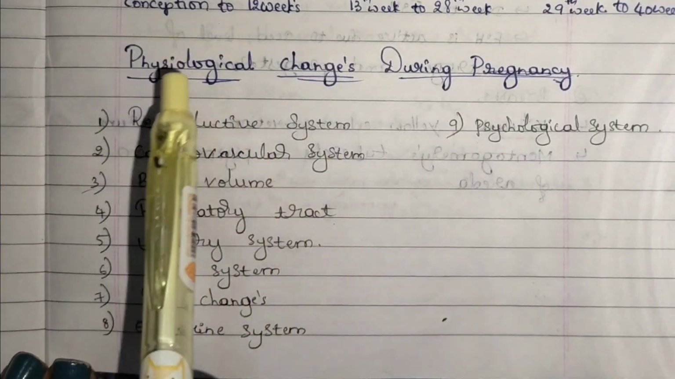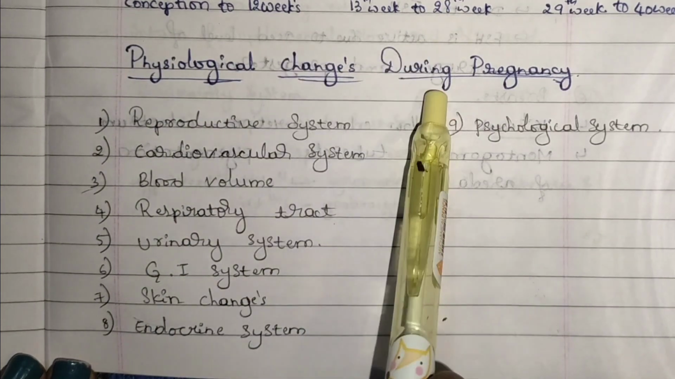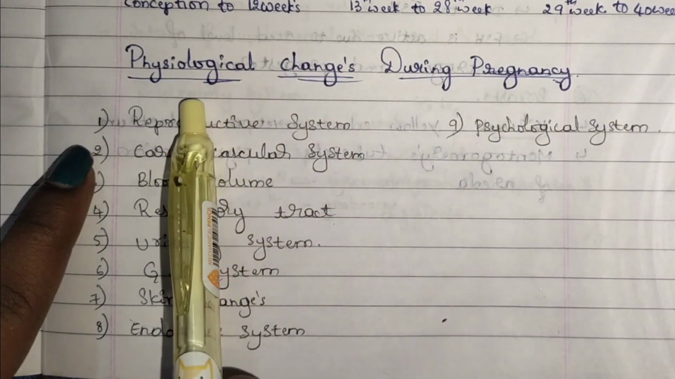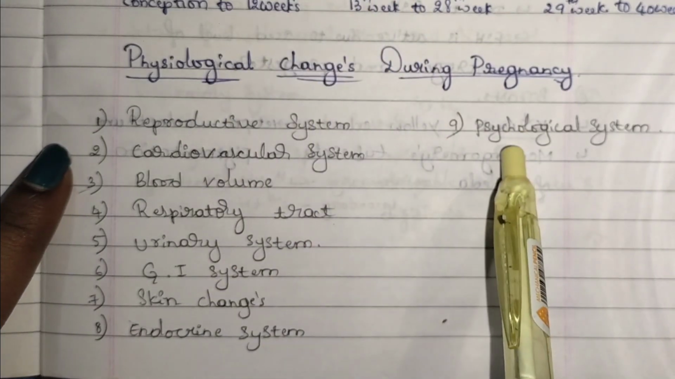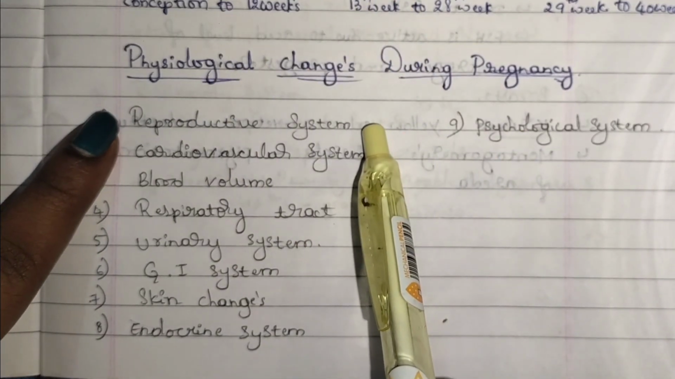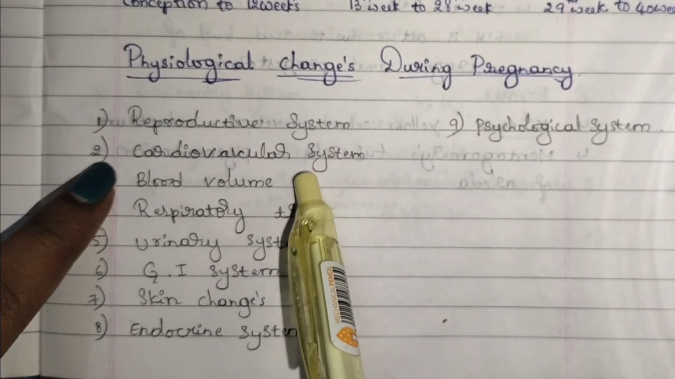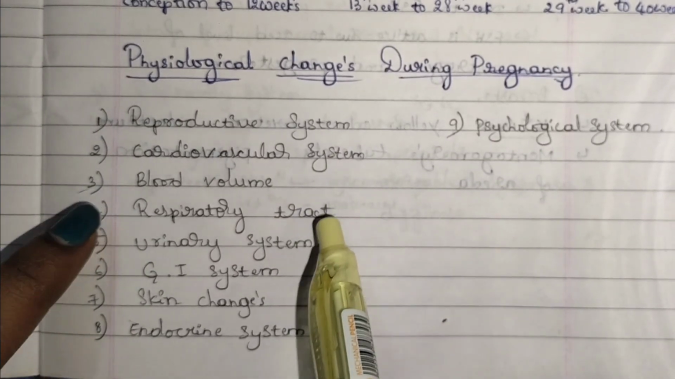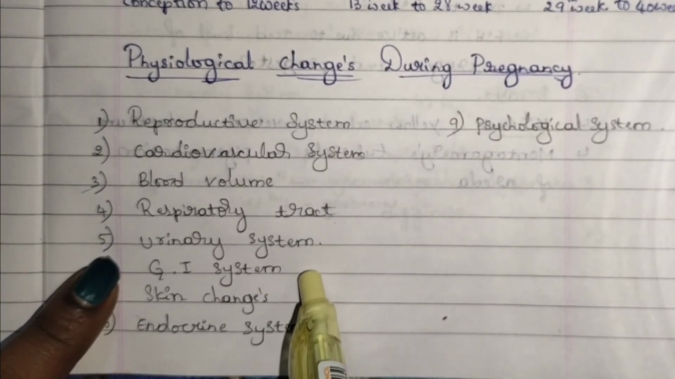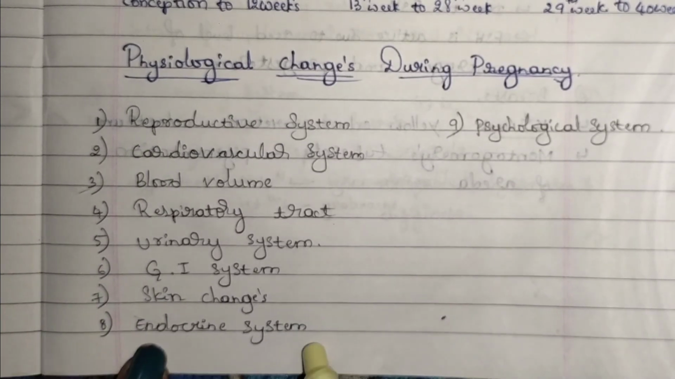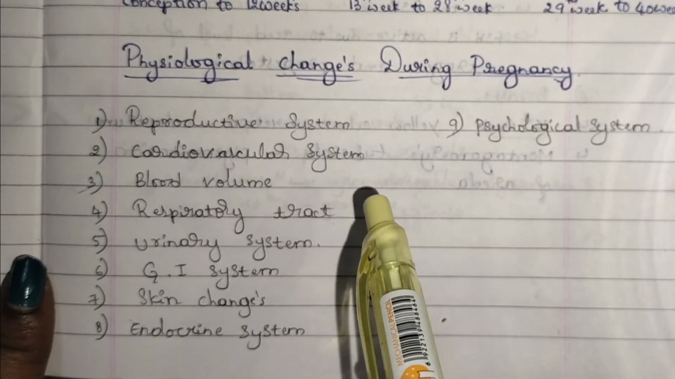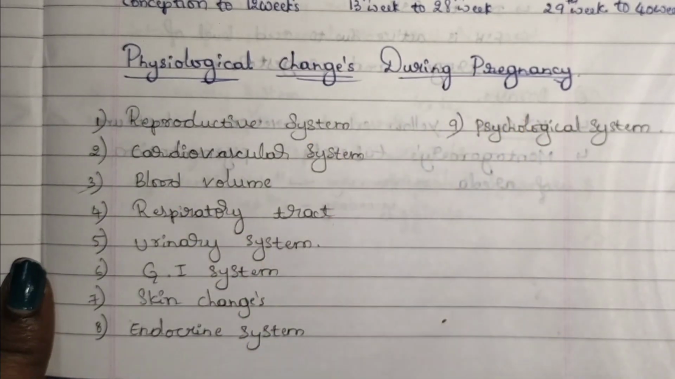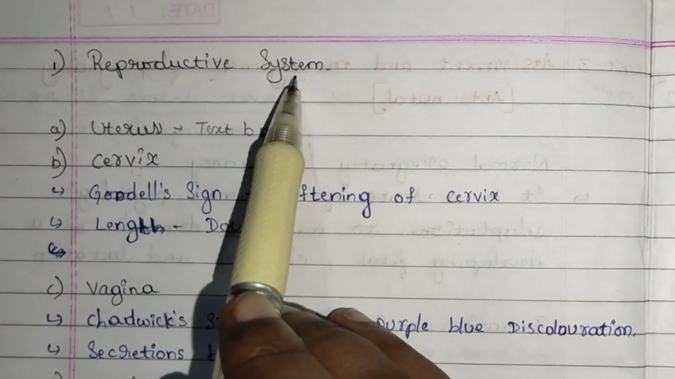Now let's see what the physiological changes during pregnancy are. Physiological changes mean physical changes. Physical changes are seen in these systems: reproductive system, cardiovascular system, blood volume, respiratory tract, urinary system, GI system, skin change, endocrine system, psychological system. These are the changes seen, and let's see them briefly. The first system is the reproductive system.